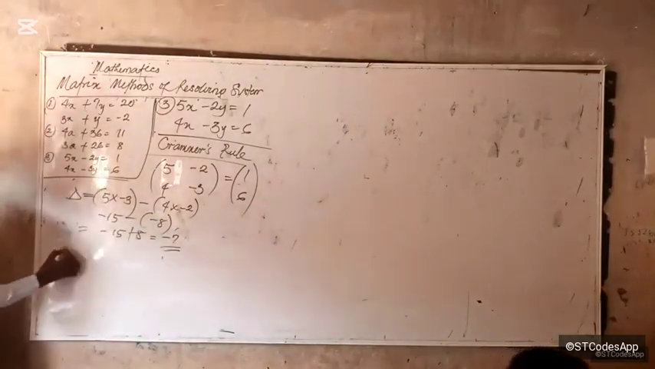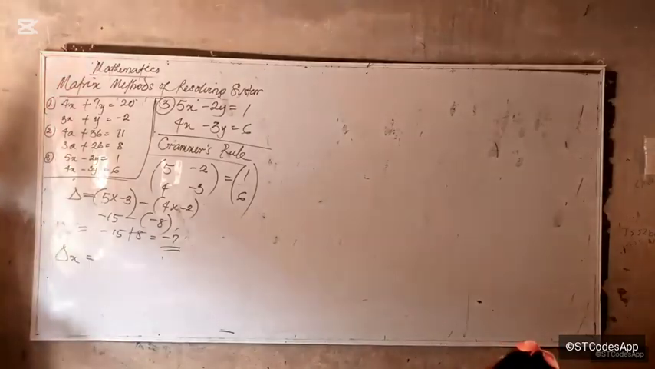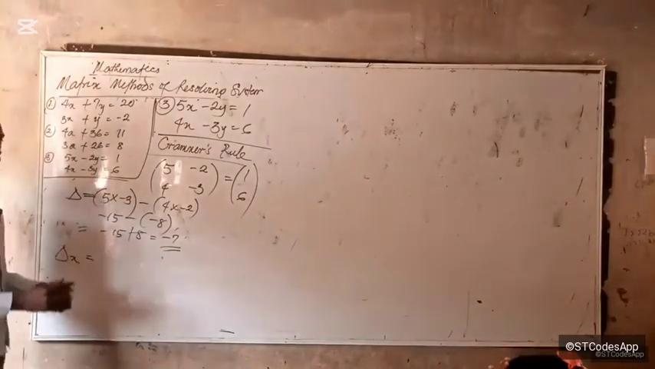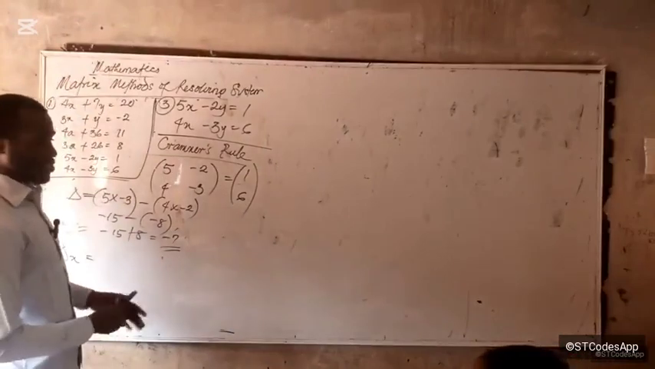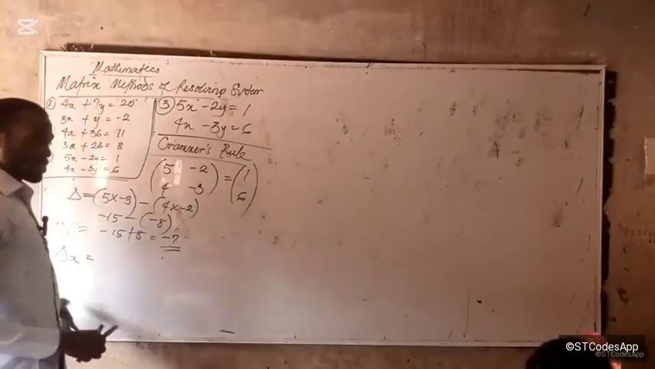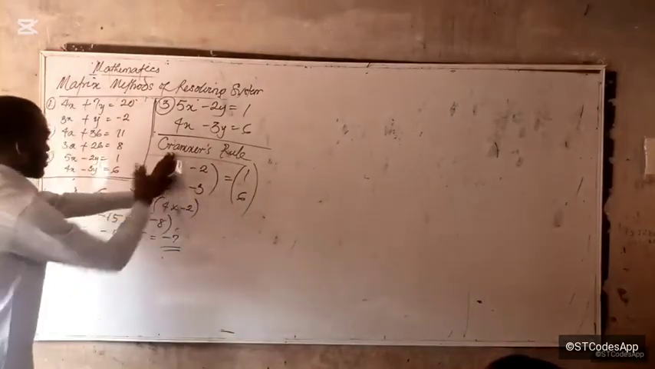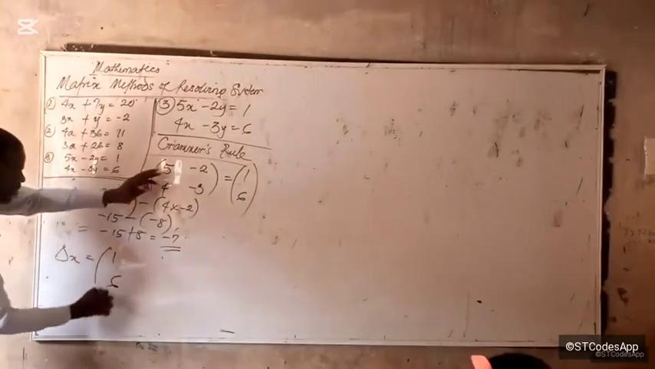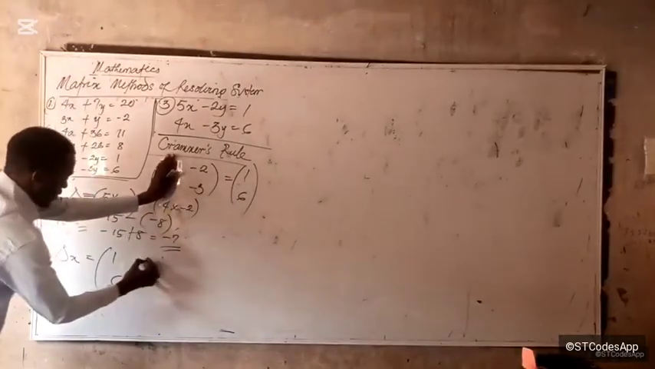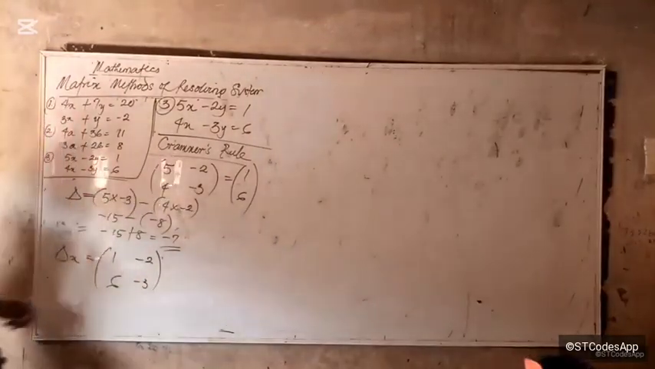Alright. So then delta x will give us, now to get delta x, we'll cover the x coefficient. Remember, if you're finding delta x, you cover the x coefficient and replace it by the result. So when you cover up this, we have 1, 6. Are you with me? And minus 2 and minus 3.